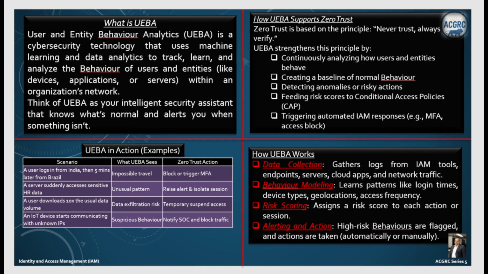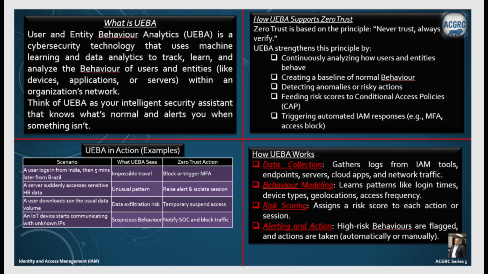Next, a user downloads 10x the usual data volume. UEBA sees this as a data exfiltration risk. Zero trust would temporarily suspend the access. An IoT device starts communicating with unknown IPs. UEBA sees this as suspicious behavior. Zero trust would notify the SOC and block the traffic. Hope you understand how this handshake works between UEBA and zero trust action.